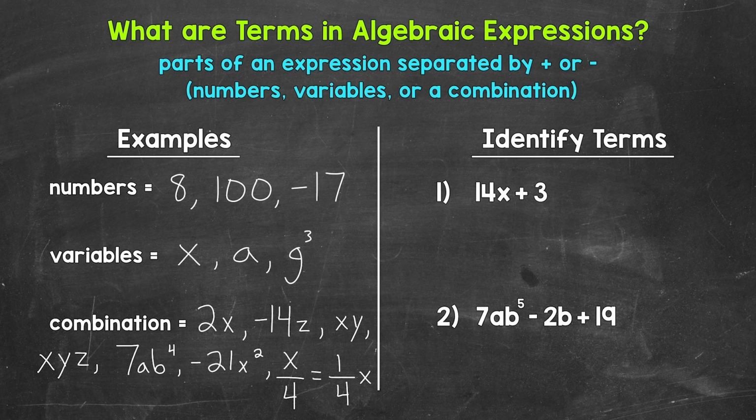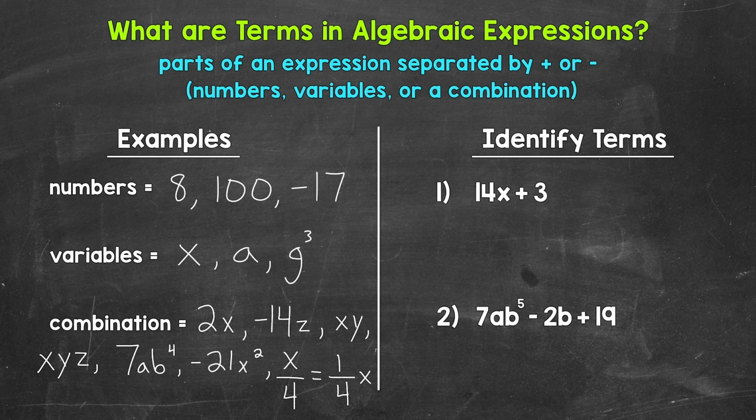Remember, terms are separated by addition or subtraction signs. Let's move on to numbers 1 and 2 on the right side of the screen, where we will identify terms in the algebraic expression. So we're going to put this all together. Let's start with number 1, where we have 14x plus 3.